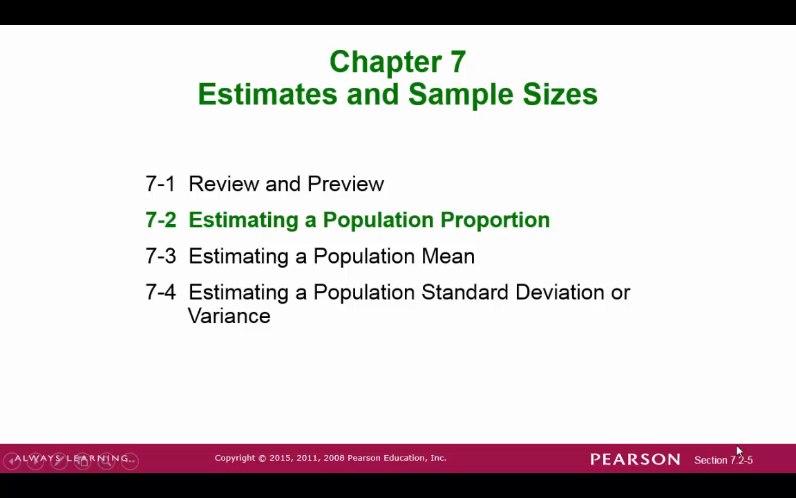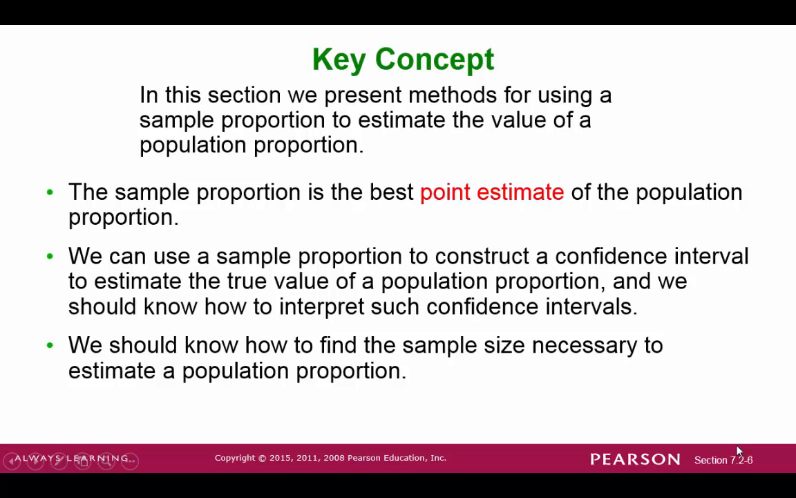Section 7-2, Estimating a Population Proportion. The idea in this section is to use a sample to estimate the population proportion. So we'll study this thing called the point estimate. We will study these things called confidence intervals. And we will look at how to find a good sample size so that our estimate would be statistically sound.